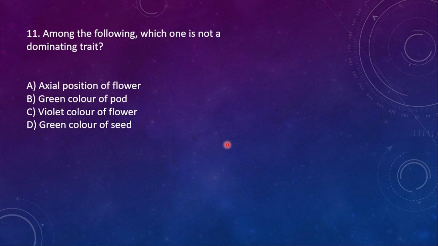11th one. Among the following, which one is not a dominating trait? Option A, axial position of the flower; B, green color of the pod; C, violet color of the flower; and then D, green color of the seed. Here the right option is option D, green color of the seed.